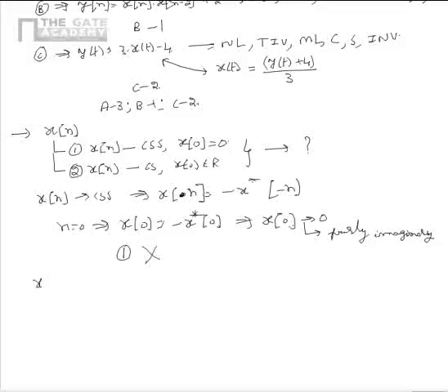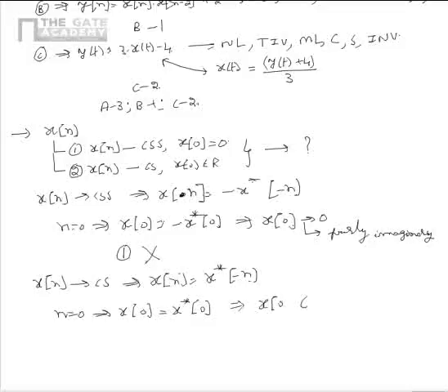Now, as per the statement 2, we see that x of n is conjugate symmetric. So, x of n is equal to x star of minus n. So if we substitute n is equal to 0 here, we get that x of 0 is equal to x star of 0. From this we see that x of 0 is purely real, that is x of 0 belongs to R. So the statement 2 is correct.